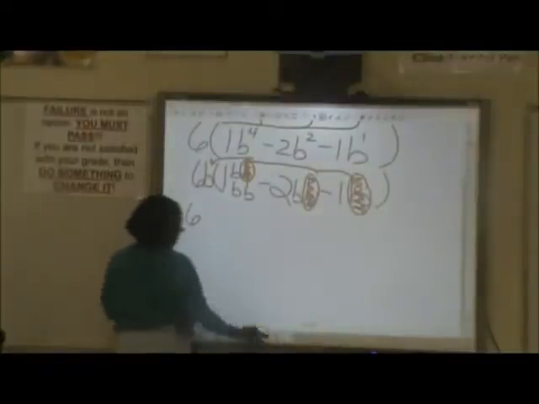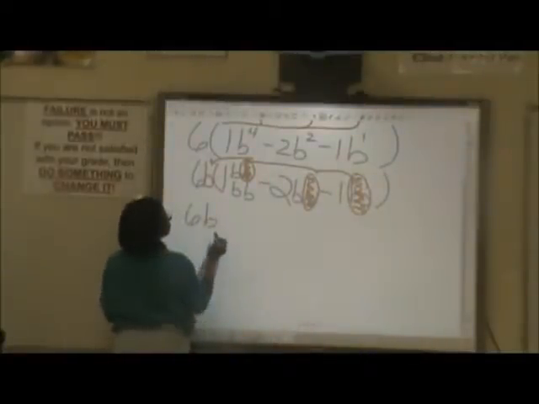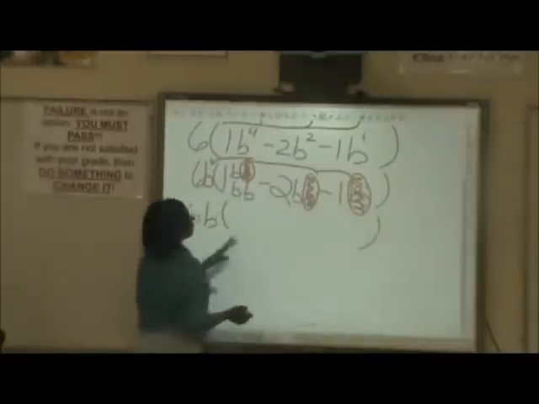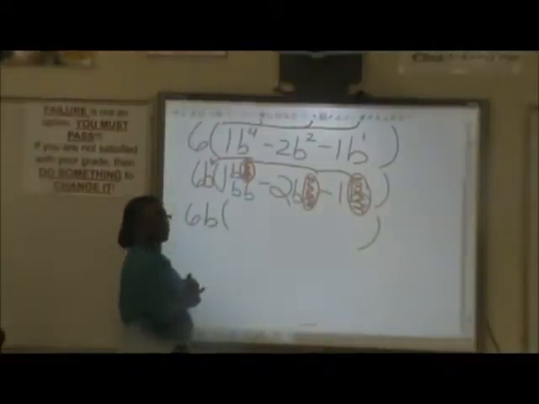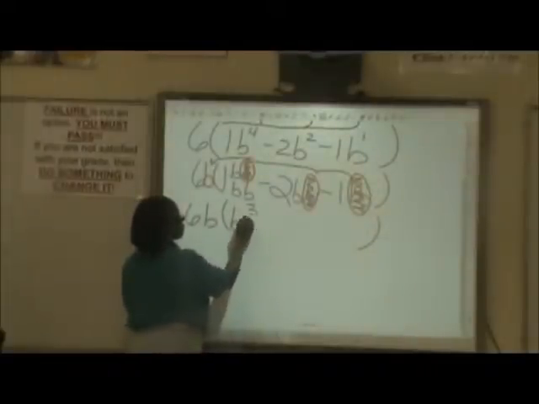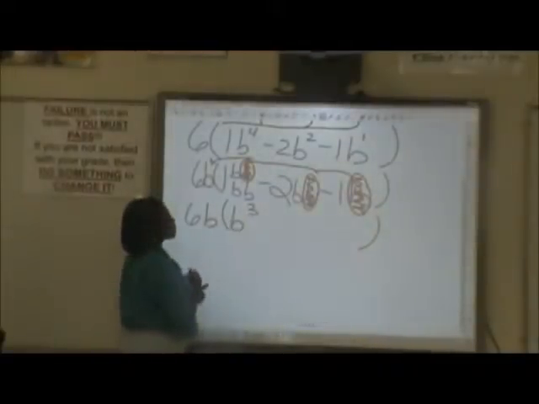So you have your 6 and your B outside. Now who's left in Jordan's house? 1 and 2B. I mean 3B. Okay. 3 B's. The 1, remember this is an imaginary 1.